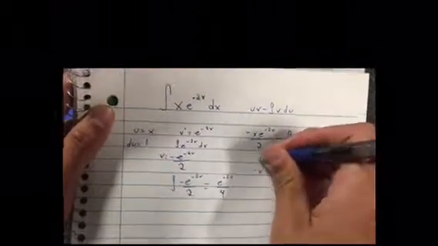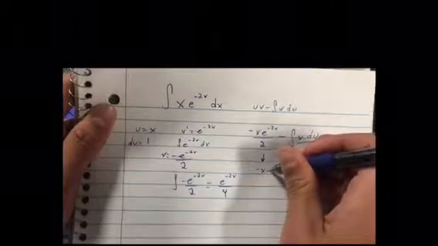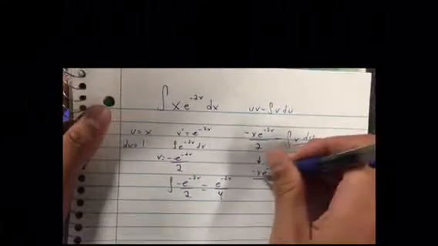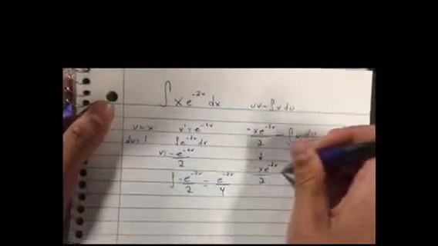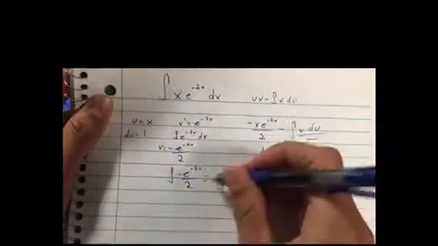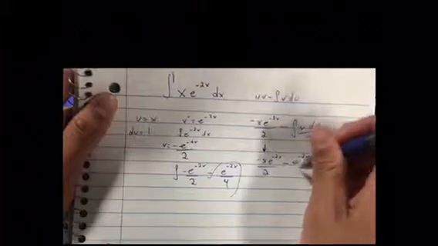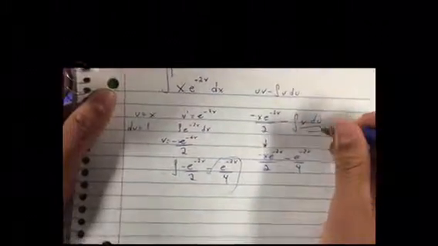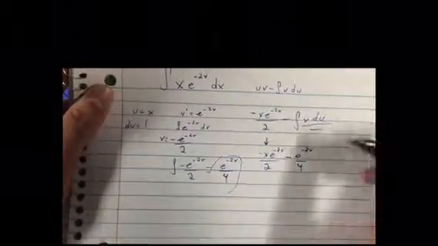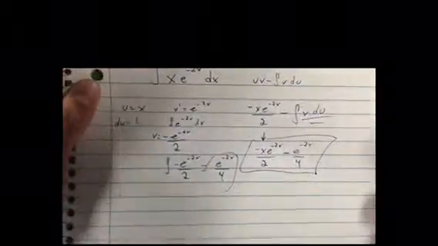So you bring this down, and you'll get negative x e to the negative 2x over 2 minus e to the negative 2x over 4 times 1, so it'll just be that, and that is your answer. Thank you for watching. This is integration by parts.